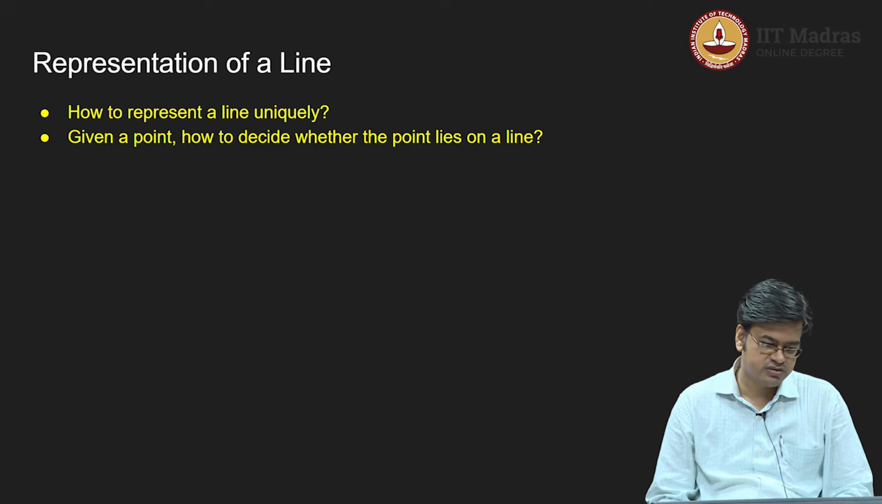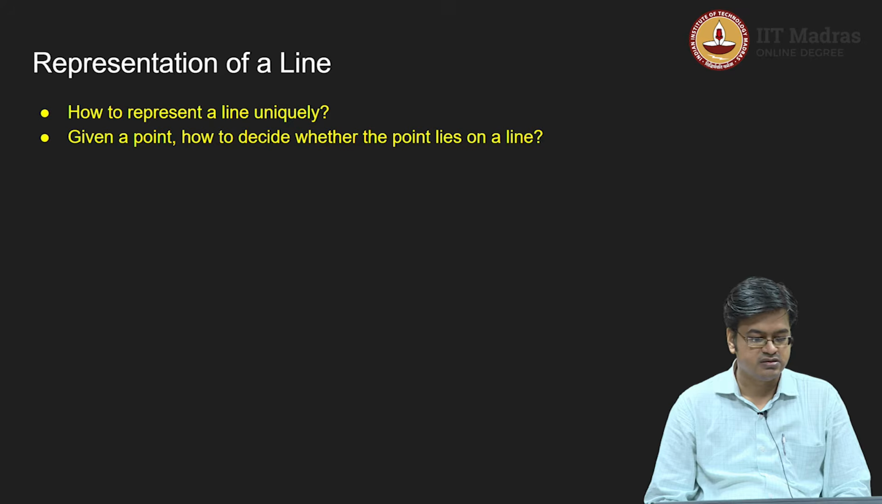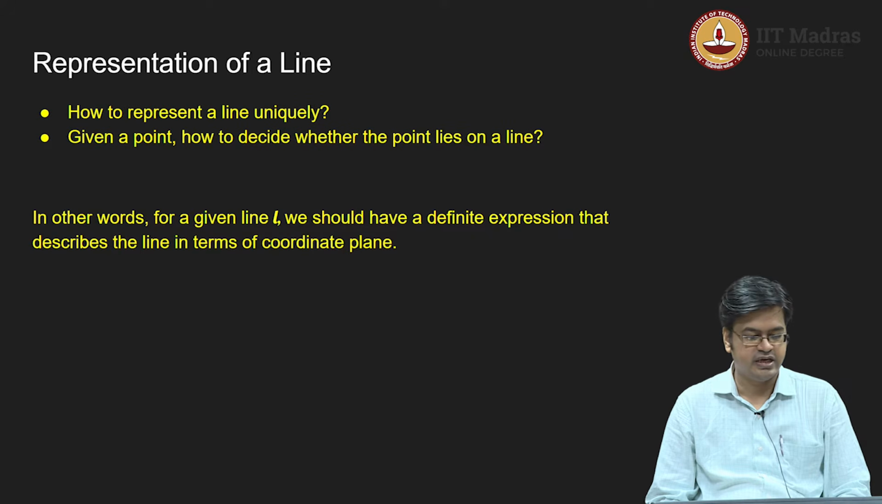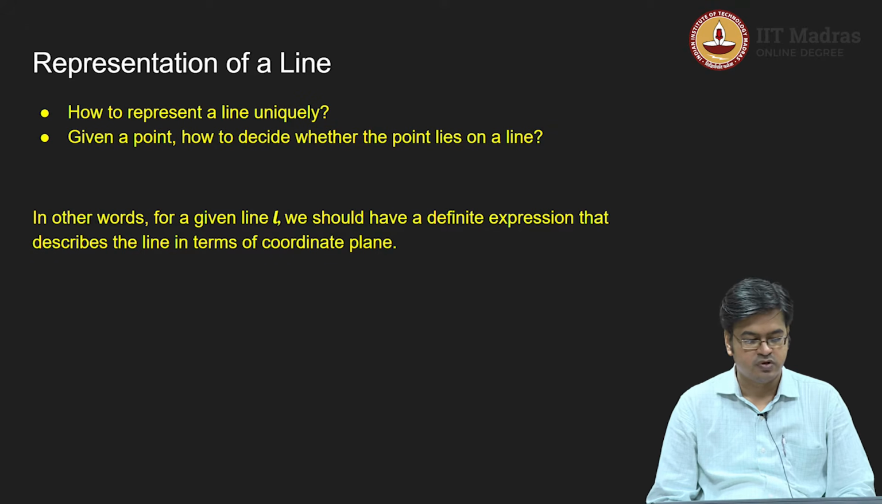In order to answer these two questions, let us take the first question first and rephrase it. If I want to represent a line uniquely, then I need to figure out a condition or a definite expression which will describe the line in terms of the coordinate plane. So for a given line L, I should be able to find a definite condition which describes the line in terms of the coordinates, or to be more precise, what should be the condition on the coordinates in order to describe the line L.